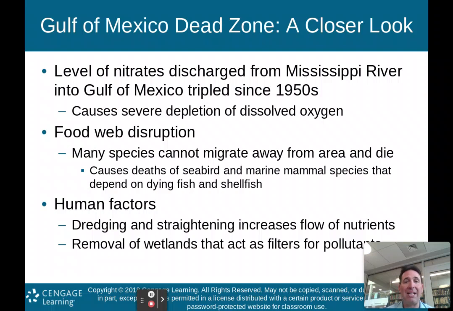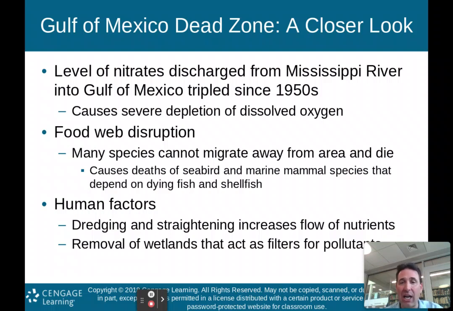Food web disruption. Many species cannot migrate away from the area that has this dead zone, and so they die. This causes the deaths of seabirds and marine mammal species that depend on the dying fish and the shellfish for food, right? The bottom of the food chain begins to go away, and then the whole food web collapses, and then the animals higher up on the food chain end up having problems as well.